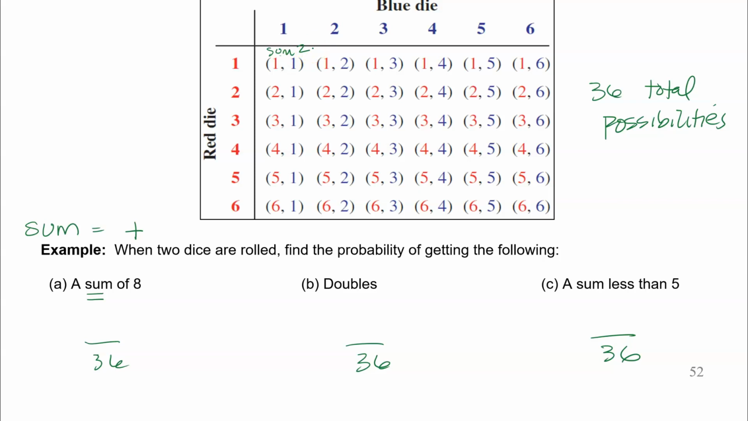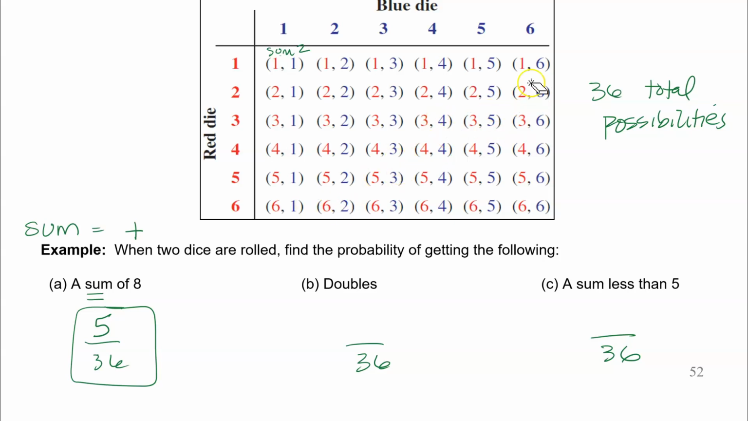You can get an 8 by taking 6 plus 2 gives you an 8. 5 plus 3 gives you 8. 4 and 4, 3 and 5, 2 and 6. And it looks like there are 5 different options out of 36 that give us a sum of 8. So that's the probability. There's no common factors between 5 and 36. So that's the fraction. You can't reduce it any further.